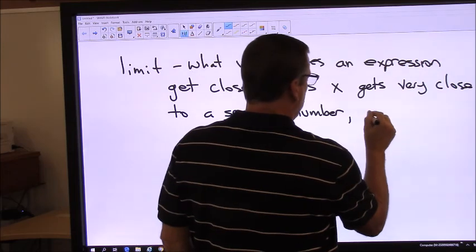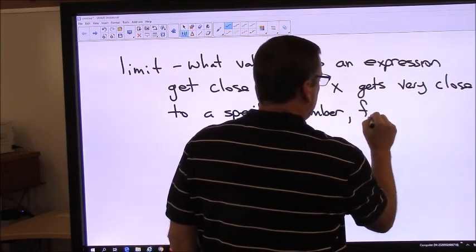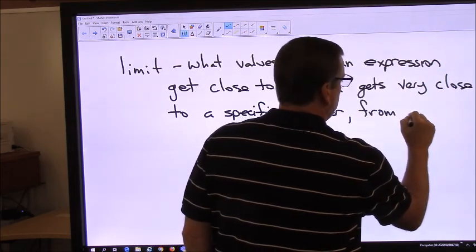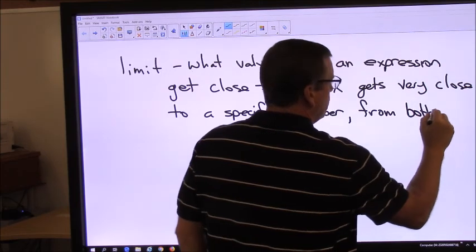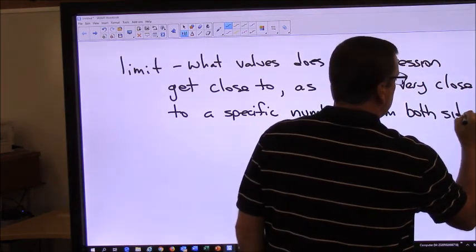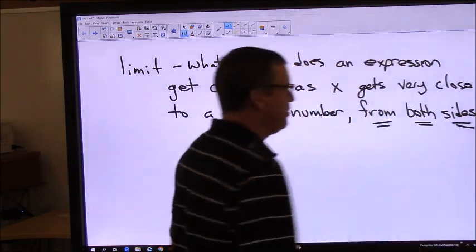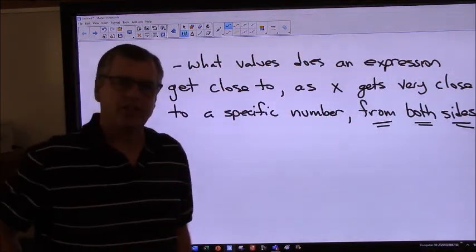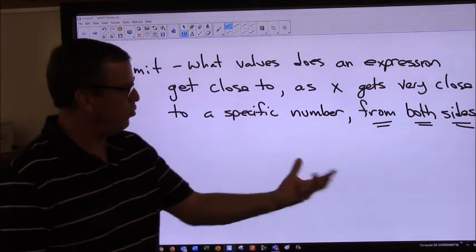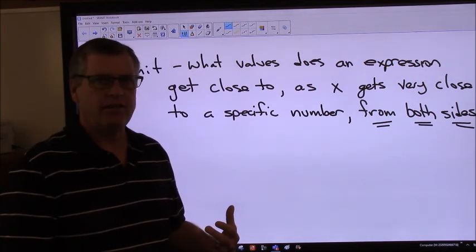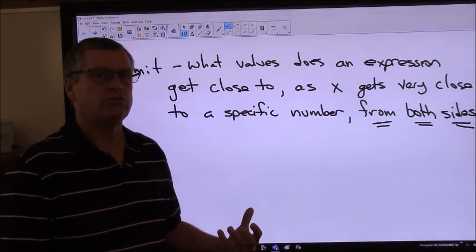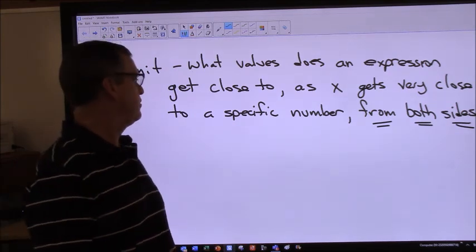And we want to make sure that we always check this out from both sides. And I'm underlining that because a lot of times people forget to check from both sides. We just check from one direction, and then maybe we get an answer that's not necessarily true. We've got to make sure we check from both sides. Okay?